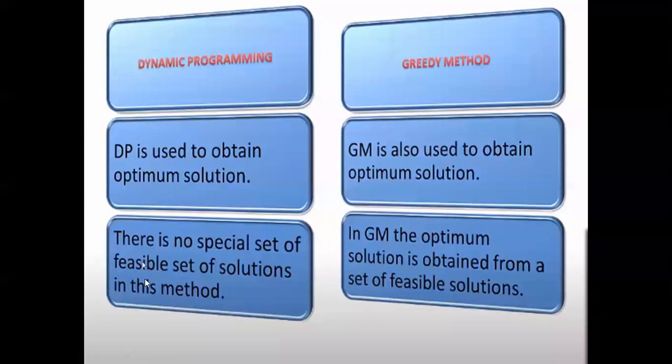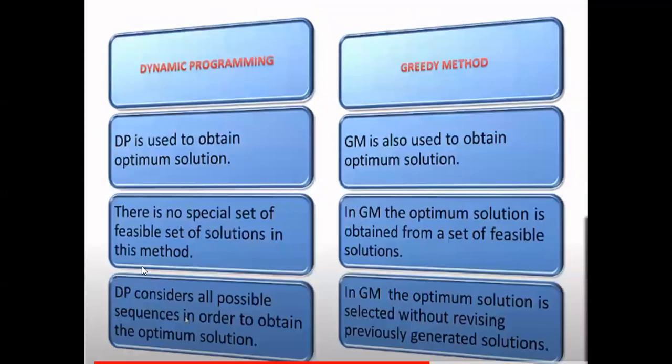But in dynamic programming, there is a special set of feasible solutions in this method. It finds the optimal solution without calculating any feasible solutions. So the difference between dynamic programming and the greedy method: in both, you are finding the optimal solution, but in the greedy method you find it by obtaining a set of feasible solutions, whereas in dynamic programming there is a special set of feasible solutions.